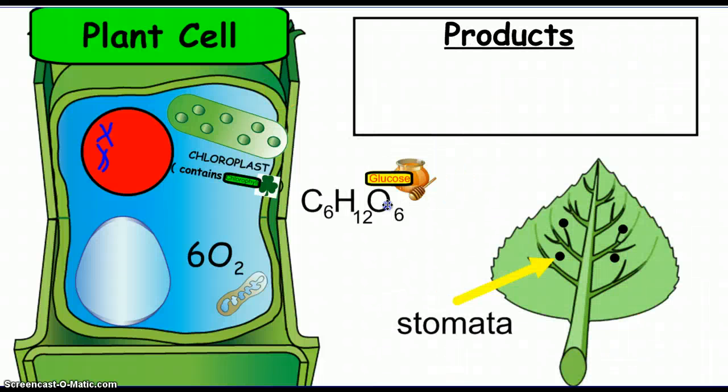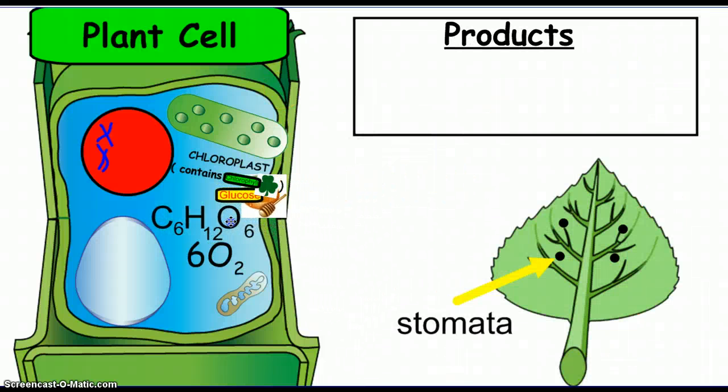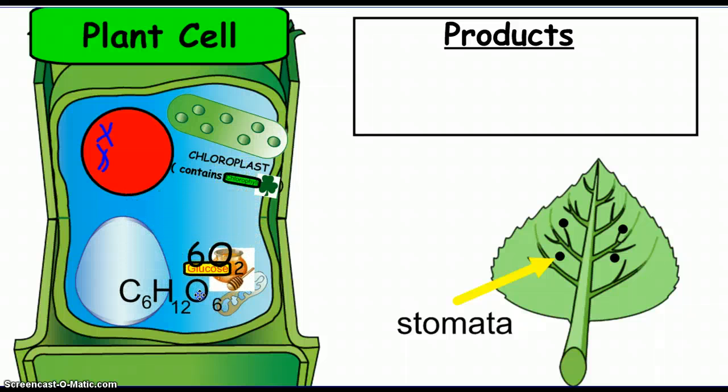Another product that the plant makes is glucose. This fuel, this sugar molecule is made, and that glucose will also be transferred to the mitochondria for further processing.